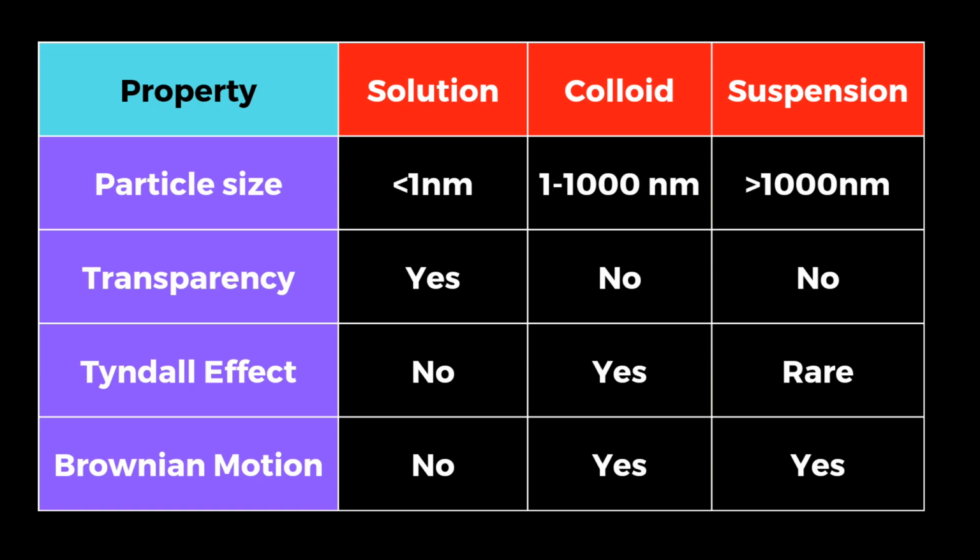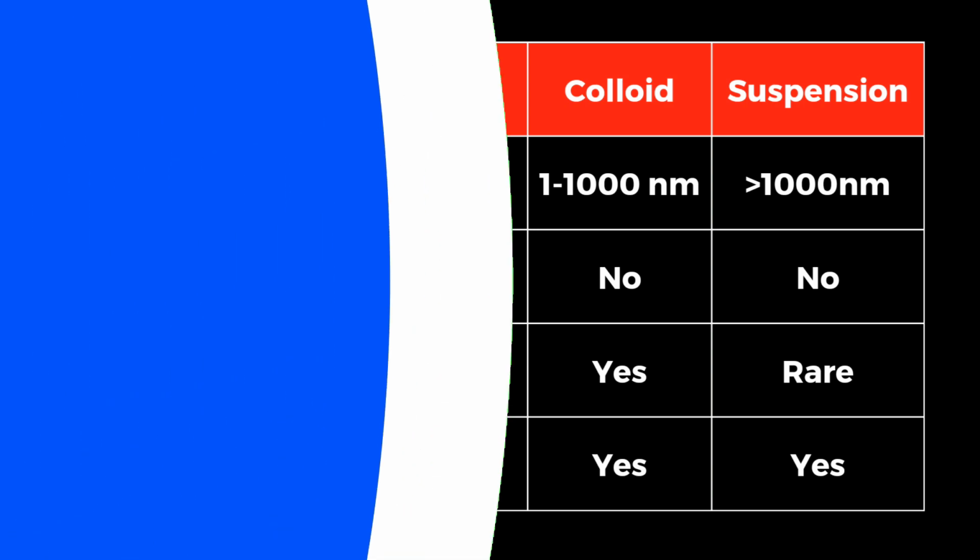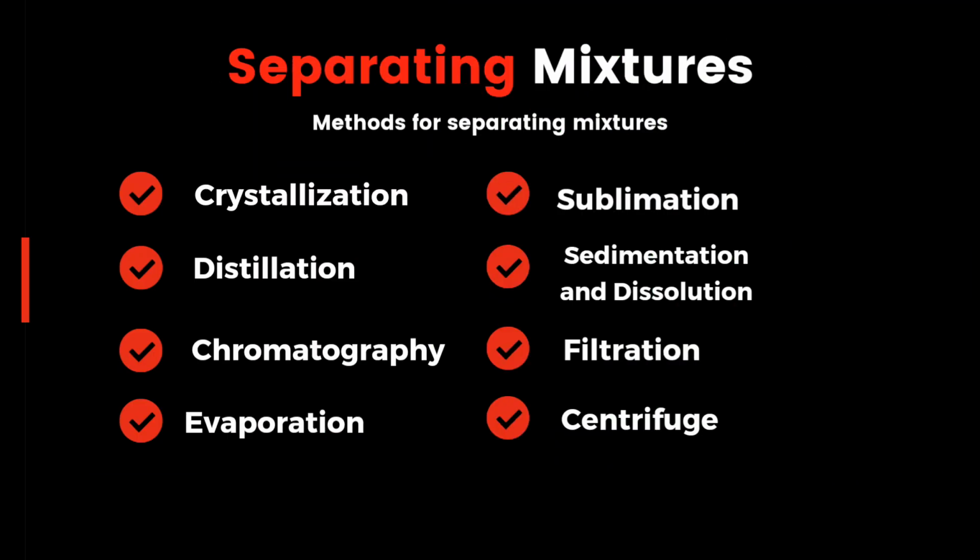In fact, we are going to see what the different separation methods are to filter out the substances in the mixture. There are 8 different methods to separate a mixture. Each one is used depending upon its purpose and the nature of the materials mixed in the mixture. So, we need to take a brief look at all the most commonly used separation methods. They are crystallization, distillation, chromatography, evaporation, sublimation, sedimentation and dissolution, filtration, and centrifuge.